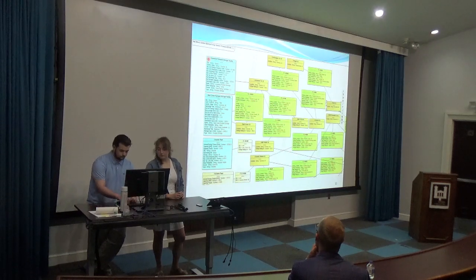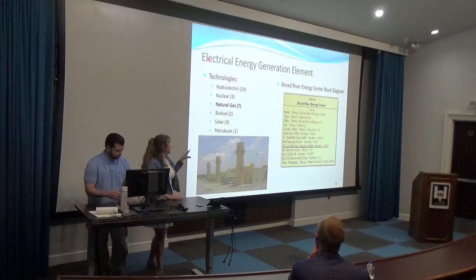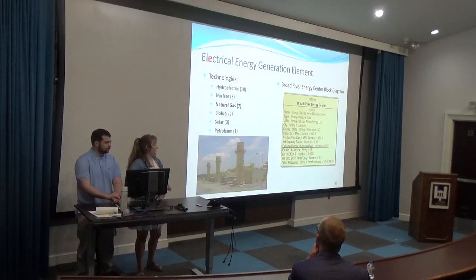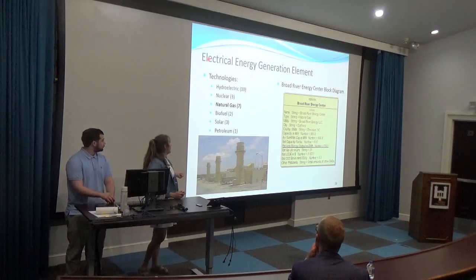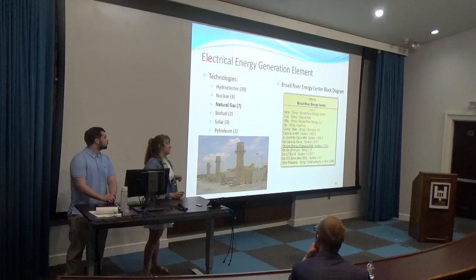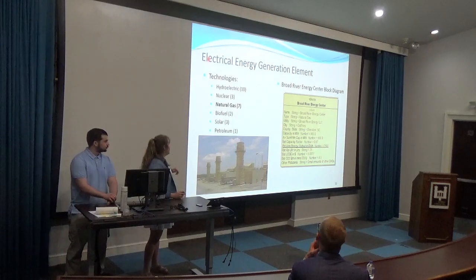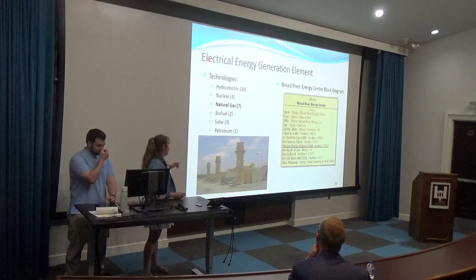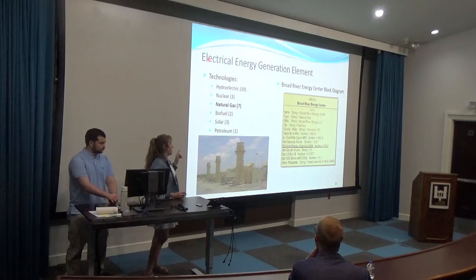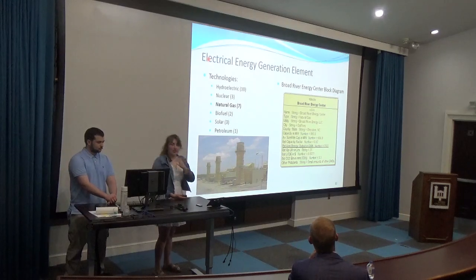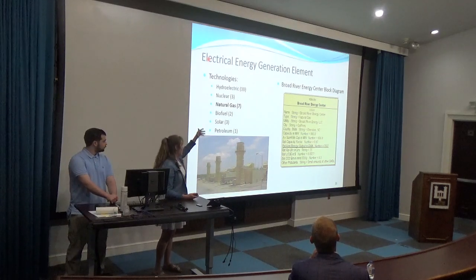All right, so now this is our actual data from what we gathered about all the different technologies in the Upstate. So for our electrical energy generation element, we found about 6 different types of technologies. And within the state, there were 10 hydroelectric, 3 nuclear, 7 natural gas, 2 biofuel, 3 solar, and 1 petroleum. The picture you can see here is a picture of the Broad River Energy Center, which we have a block diagram of. And as you can see, as Whit stated, it has all of those individual key parameters for the generation element on it.